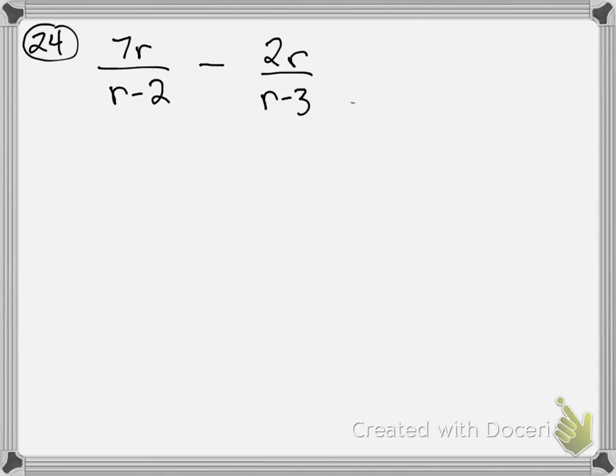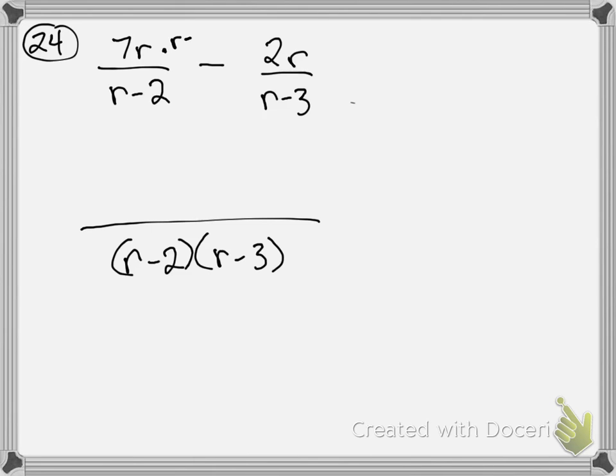Okay, moving on to 24. We've got a subtraction problem. Minus 2r, r minus 3. So whenever you're adding or subtracting fractions, you've got to get the common denominator. So we need to multiply by something so that the bottom of my fraction is r minus 2 and r minus 3. So the first problem's got to get multiplied by r minus 3. And the second one's by r minus 2.